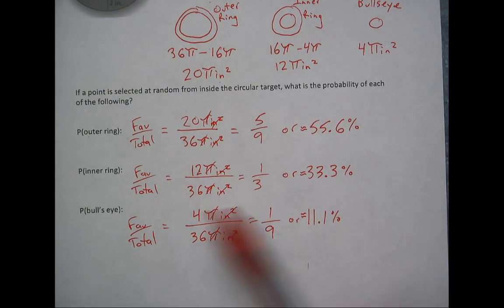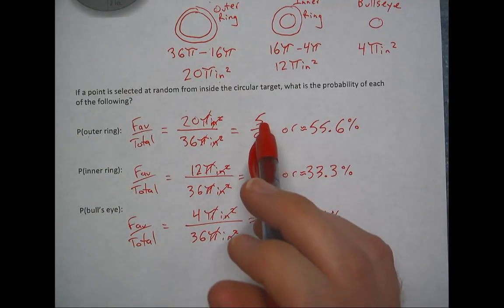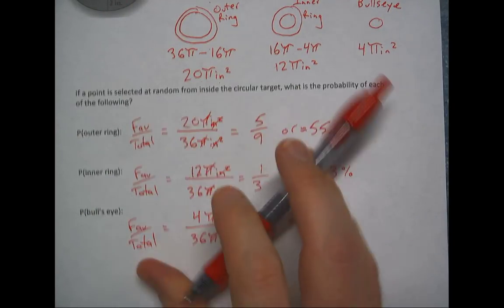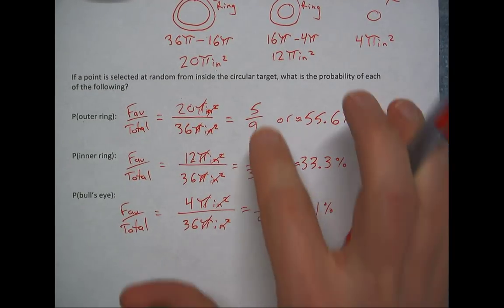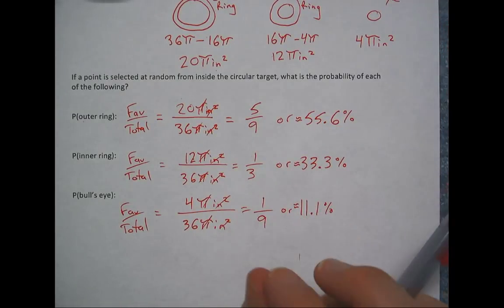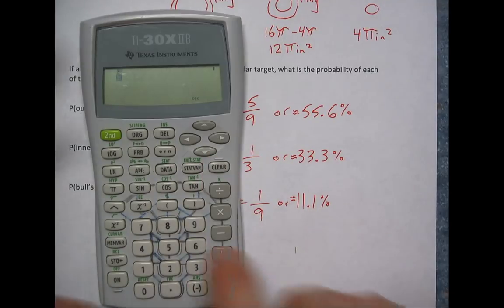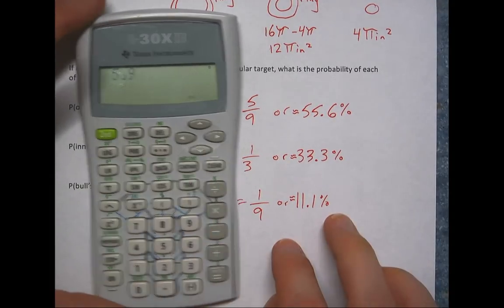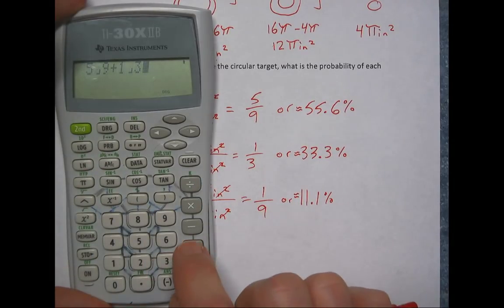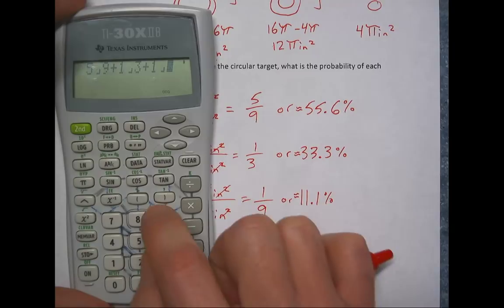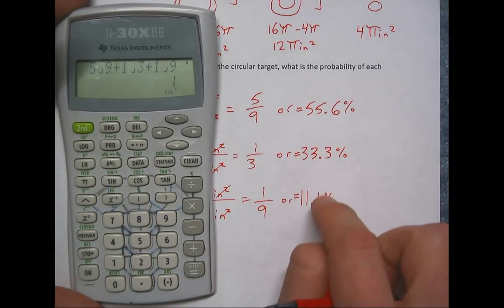Now, have we covered everything? We got the bullseye, and we got the ring, and we got the other ring. So if we added up all of these probabilities, that should cover all of it. That should be 100%. If we're expressing those as fractions, it should be 1. So using my calculator, I'm going to double check myself here. 5/9 plus 1/3 plus 1/9 equals 1, or 100%. If you added the percents, you get 100%.